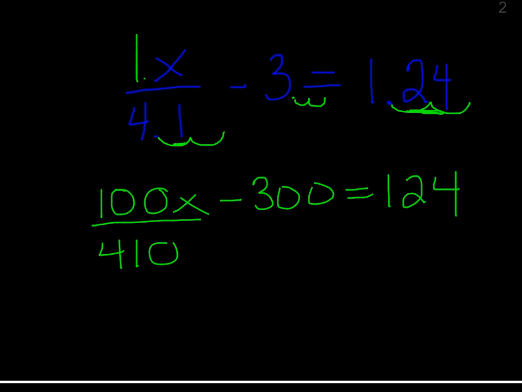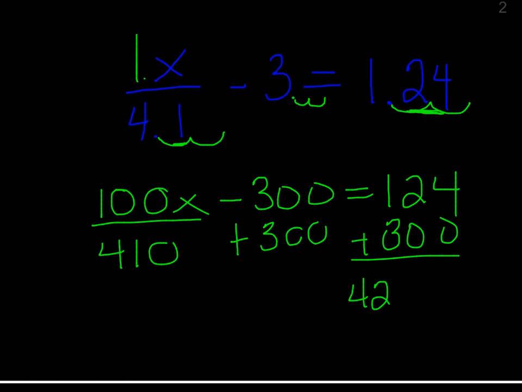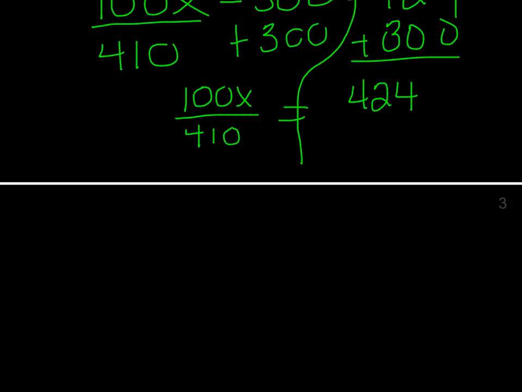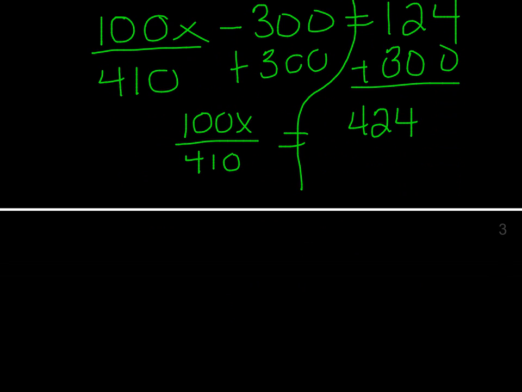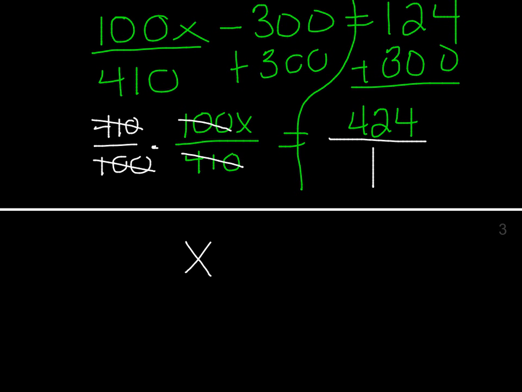So now I'm just going to continue solving. I'll add 300 here, and I get 424. And so I'll bring down my 100x over 410 equals 424. There's my line. Okay, so now what I want to do is to get rid of that 100 over 410, I'm going to multiply by the reciprocal. So I'm going to write 410 over 100. Cancels out the 410, cancels out the 100, leaves us with x. I'll put the 424 over 1 and write 410 over 100.